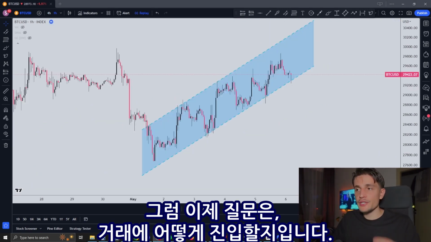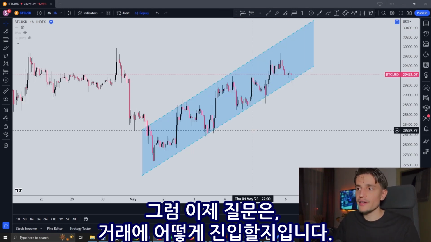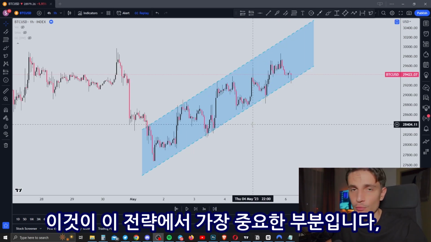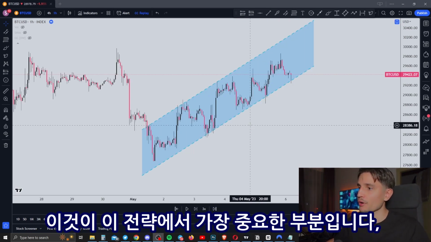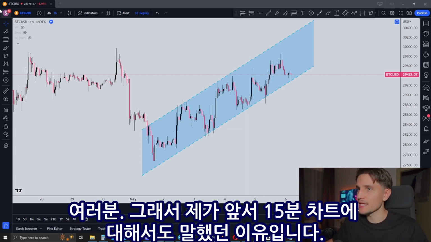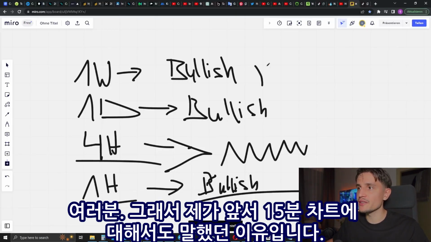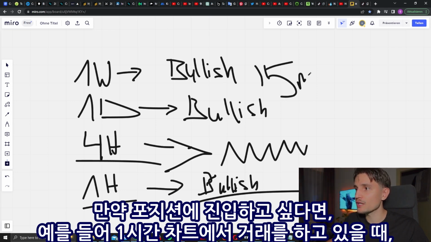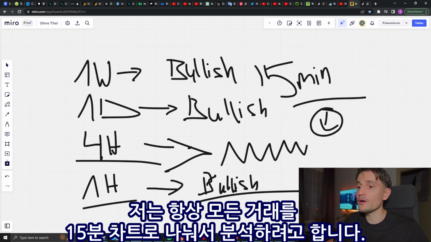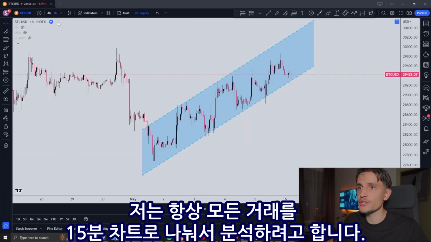So now the question is how to enter into a trade. This is basically the most important thing about this strategy, guys. And this is why I was also talking about before about the 50-minute time frame, guys, because if you want to get into a position, right, if you want to get into a trade on, for example, the 1-hour time frame, I always try to break down all of my trades all the way back into the 50-minute time frame.